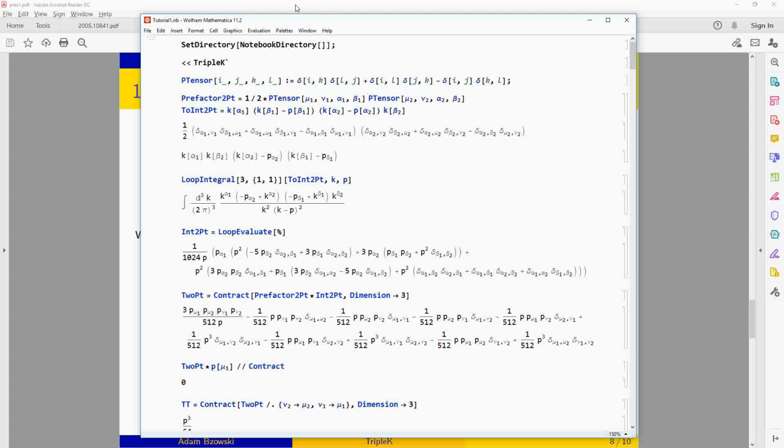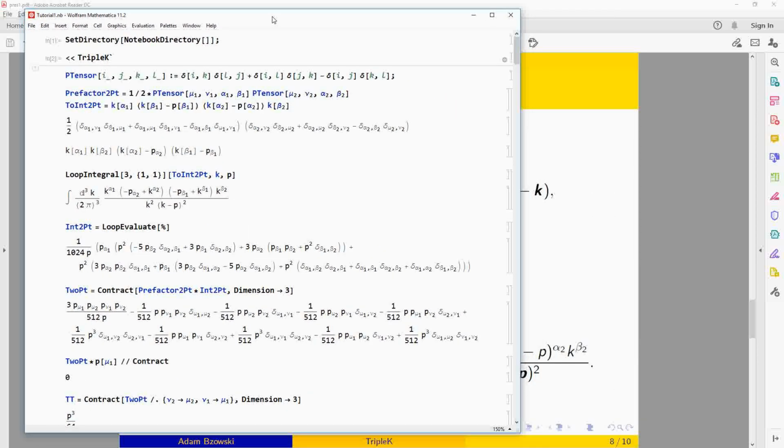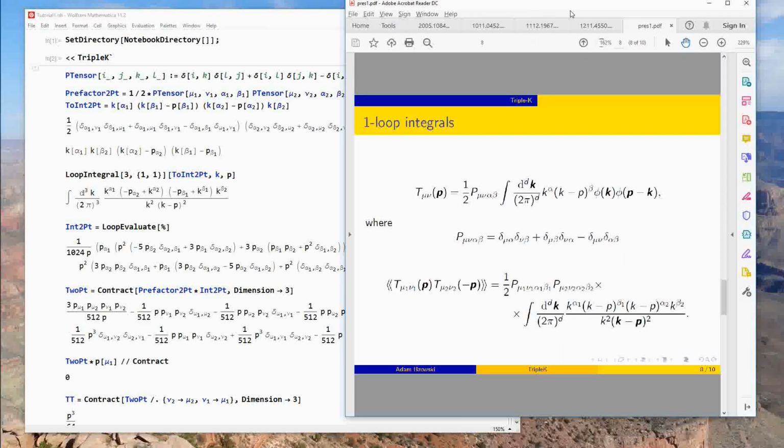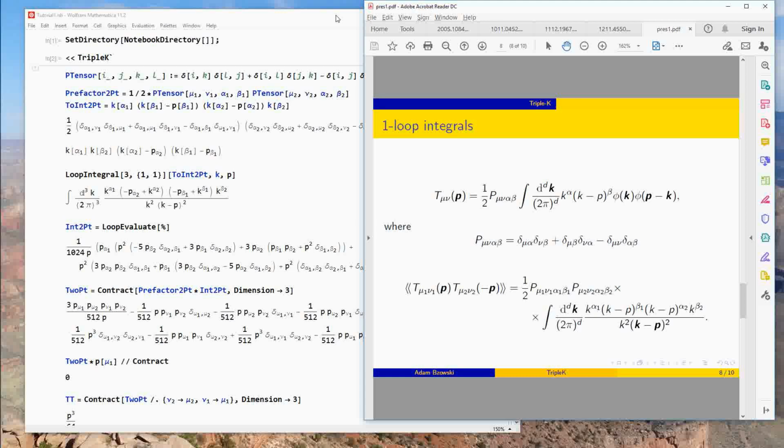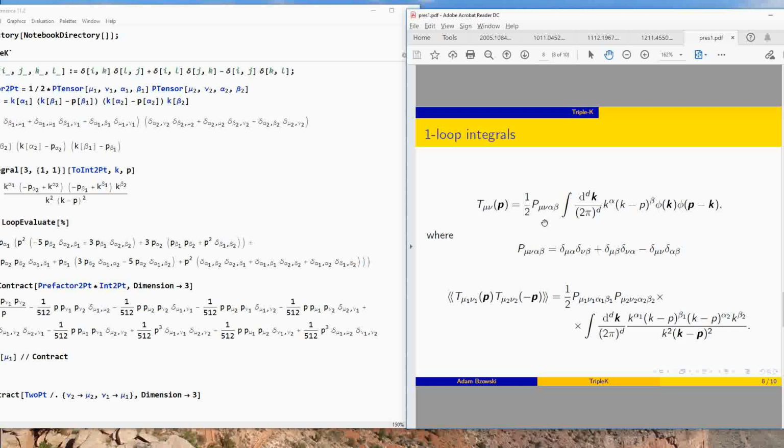Okay, so I saved this notebook in the same folder as the package. So now we can just use the Get command to get the package. And the first thing that we will do here is to calculate 2- and 3-point function of the stress tensor, and actually its trace, for the theory of 3 scalars. So here is the stress tensor in momentum space for the theory of 3 massless scalars.